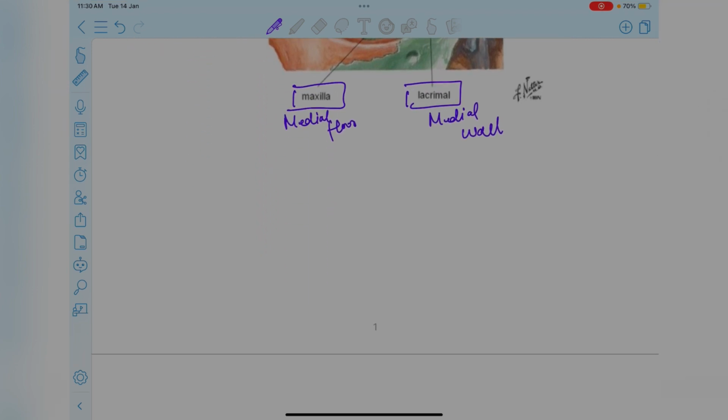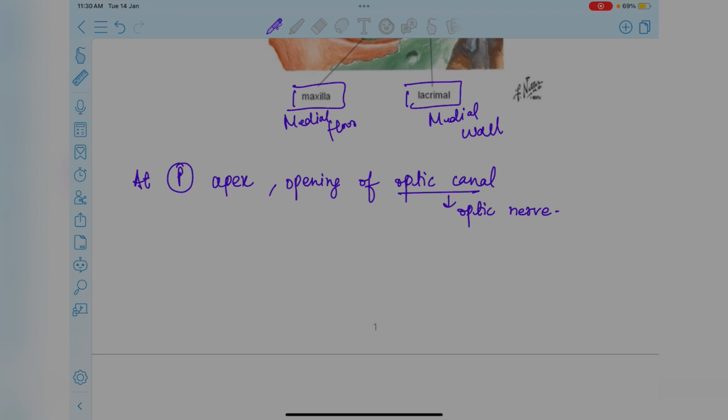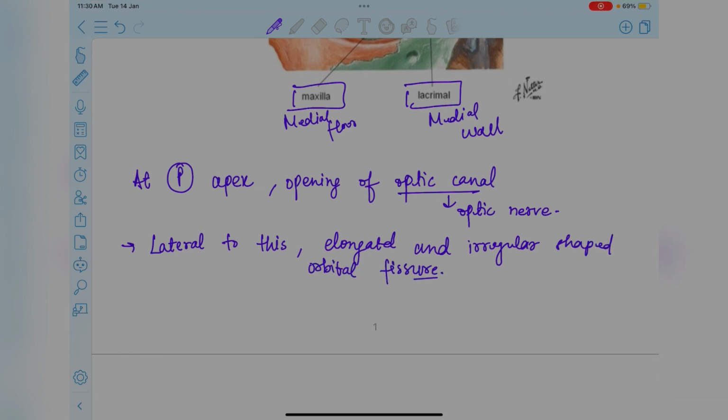Moving forward, at the posterior apex, there is the opening of the optic canal and the optic nerve passes through the optic canal, and lateral to this there is an elongated and irregular shaped orbital fissure, and from here the artery for the eyeball and sensory nerves pass.